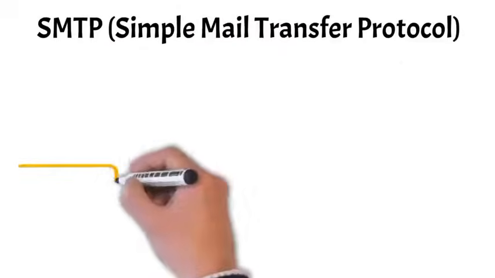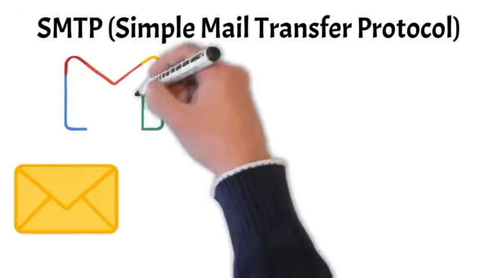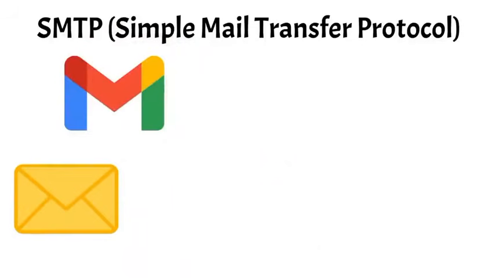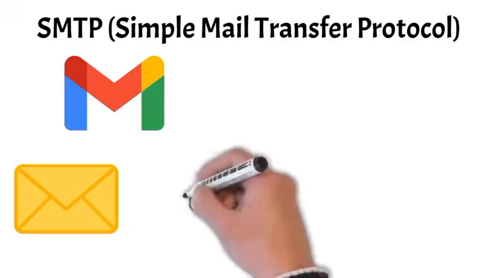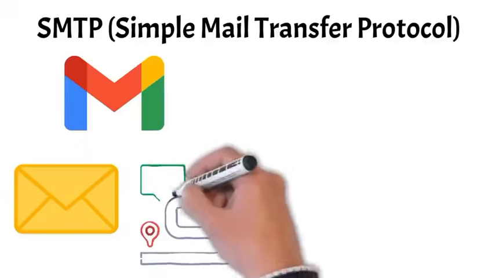SMTP, or Simple Mail Transfer Protocol, is the standard protocol used for sending and relaying email messages across networks. It operates as a push protocol, where an email client like Outlook or Gmail connects to an SMTP server to send messages to the recipient's mail server. SMTP is responsible for ensuring that emails are correctly routed and delivered to the intended destination.